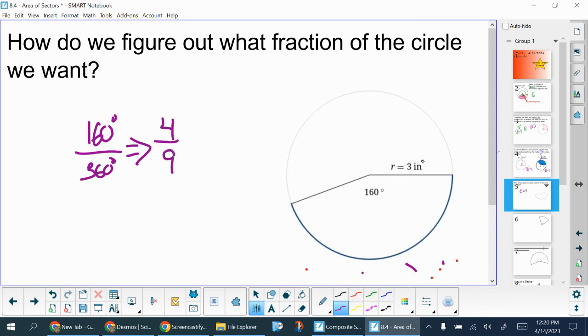If I wanted to find the area, well, I know how to find the area of that circle. It's pi times 3 squared. And I'm just going to multiply that times 4/9 to get my area of the sector.